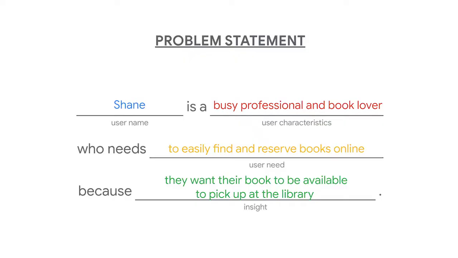We'll limit each drawing to 60 seconds, so you'll also need a timer. It can be a clock, your phone, or a timer website. The last thing you'll need is a problem statement you created earlier. Here's a problem statement I created for our persona Shane. Shane is a busy professional and book lover who needs to easily find and reserve books online because they want their book to be available to pick up at the library.